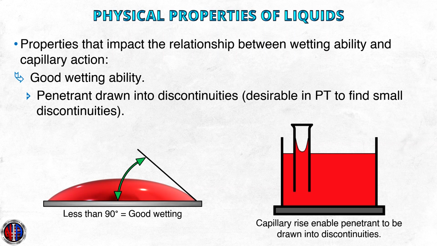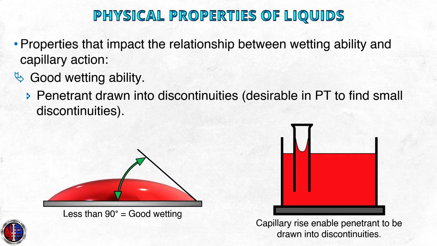What is desirable for liquid penetrant testing are penetrants that have a good wetting ability. And that's defined as if we were to put a drop of penetrant on a piece of glass, the angle would be less than 90 degrees. That would be an indication of good wetting ability. If we were to put a beaker into a bath of this penetrant, we would have a capillary rise, showing that we would be able to have the penetrant drawn into discontinuities.